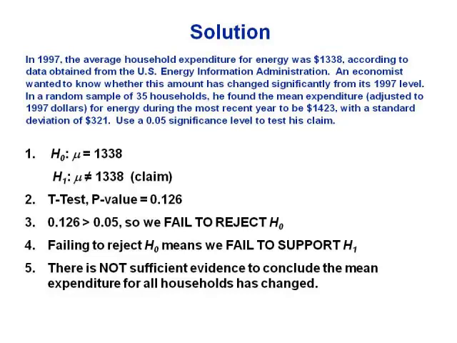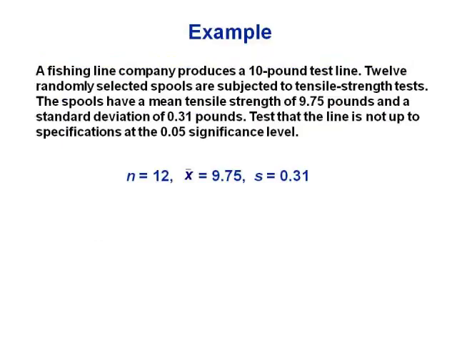The word fails in there, so there's not sufficient evidence to conclude that the mean expenditure for all households has changed. In this example, a fishing line company produces a 10-pound test line. We've got a sample of 12 randomly selected spools. We've got a mean and a standard deviation. So we pull all of that information out of the problem, and we're supposed to test that the line is not up to the specifications.